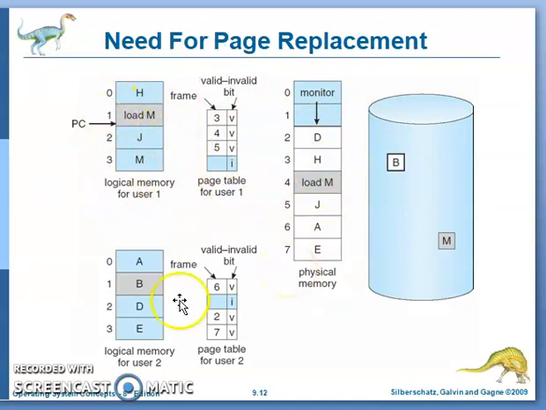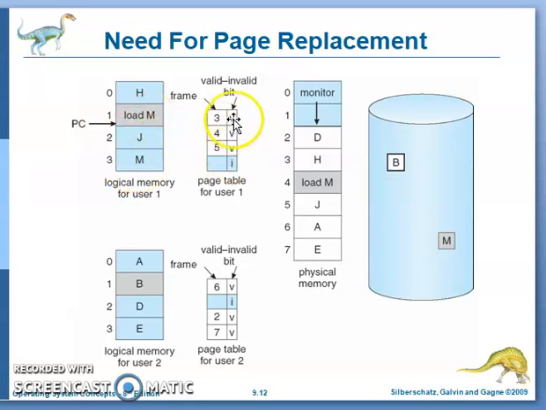Here this is user 1, this is user 2. User 1 has H, load M, J, M. Already M was previously loaded and this is the modified M. The copy of that M is here. The pages are 0, 1, 2, 3. Page 0 has H, page 1 is load M, page 2 is J, page 3 is M.